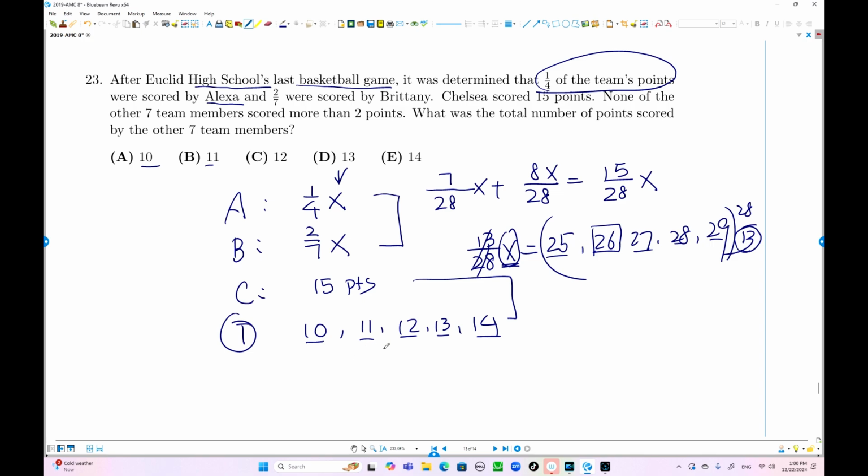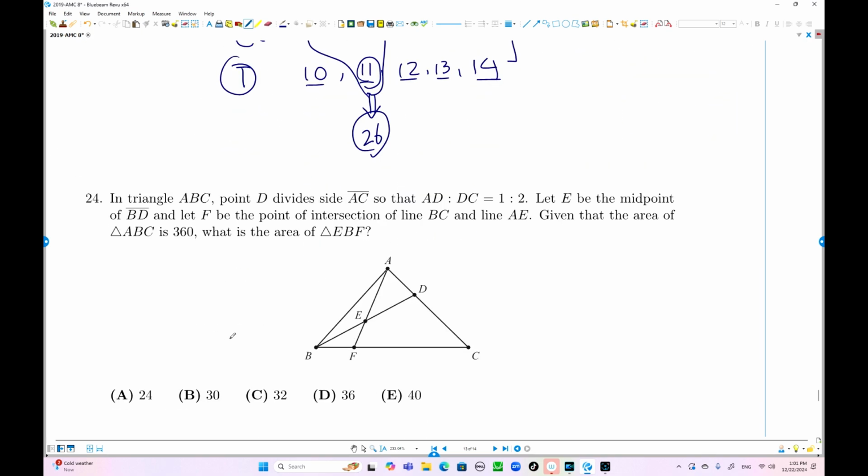So 26. How to get 26 over here? When you add these 2 points, that is 26, okay? So the total number of points scored by the 17 players will be 11, okay? 11 is the answer. Here is number 24.